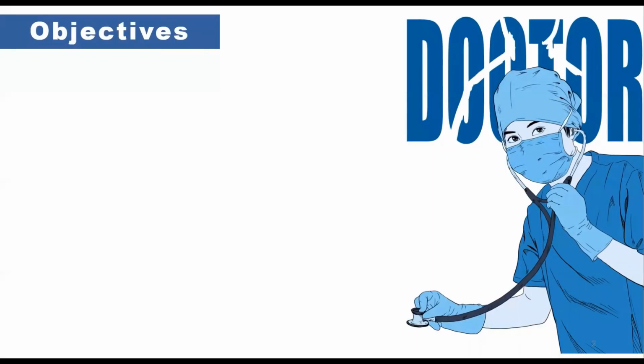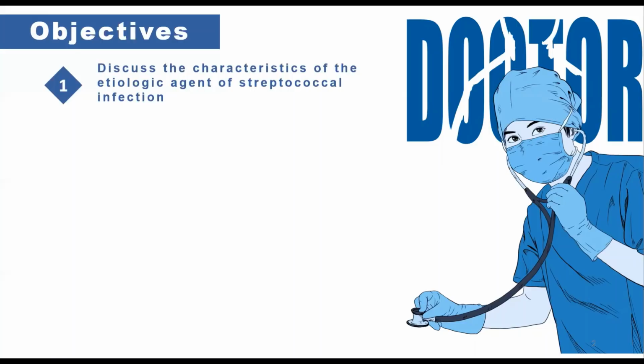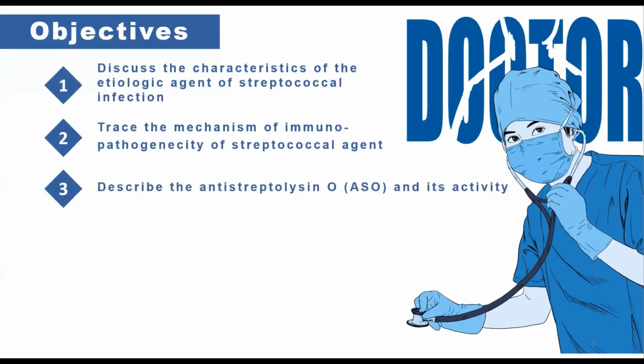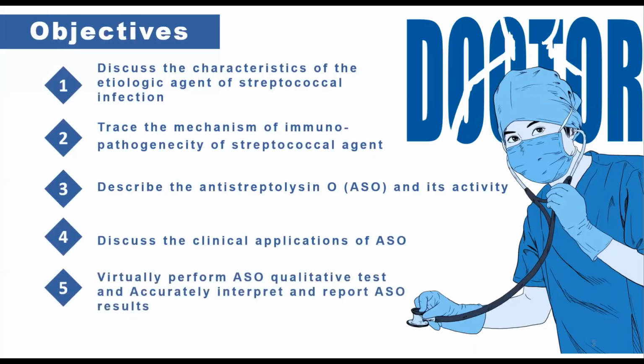For today's lecture, we're going to discuss one serologic method that will allow clinicians to detect a certain bacterial infection. At the end of our discussion, it is expected that you will be able to discuss the characteristics of the etiologic agent of streptococcal infection, trace the mechanism of immunopathogenicity of the streptococcal agent, describe the antistreptolysin O and its activity, discuss the clinical applications of antistreptolysin O, virtually perform antistreptolysin O qualitative tests, and accurately interpret and report ASO results.